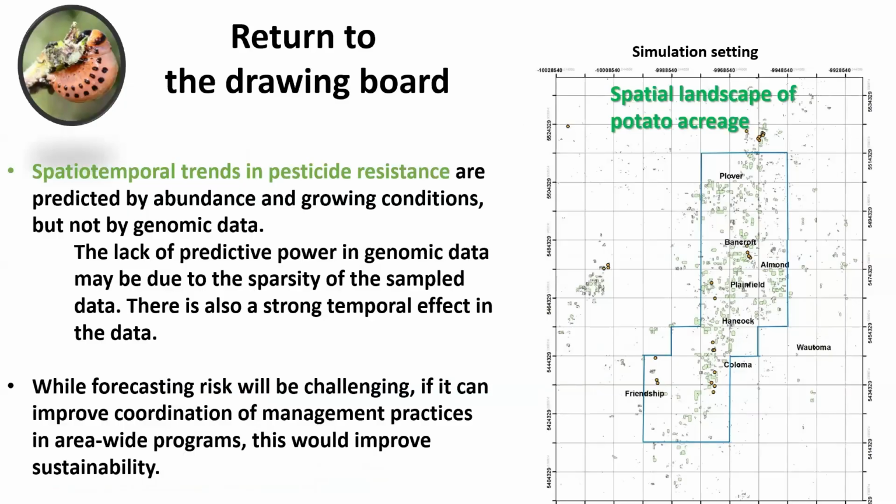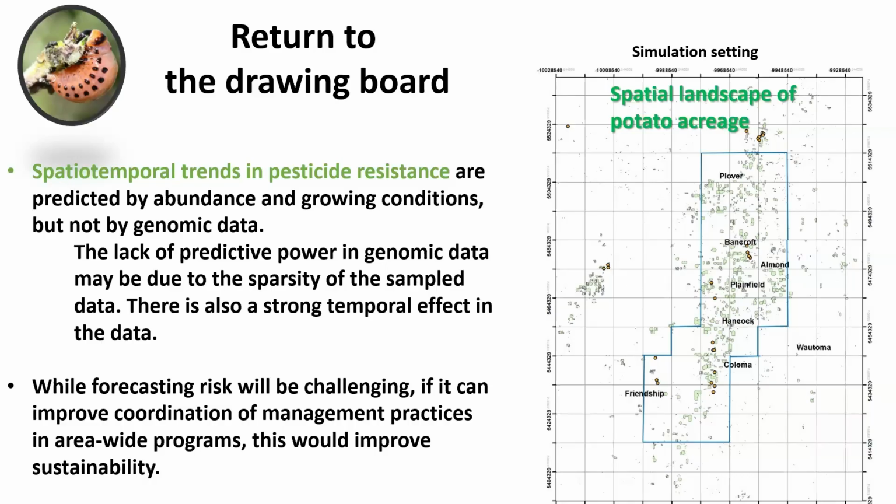So my conclusion there is that spatial temporal trends in resistance do seem to be predictable by abundance. That's not too surprising. That's essentially effective population size and the potential rate of response to selection, as well as growing conditions, which just favor large populations. But the genetic data haven't been so useful. Certainly there are other ways to analyze the genetic data that I haven't been able to do yet. And this calls out the fact that forecasting, of course, is really hard. Predicting evolution's maybe a fool's errand.